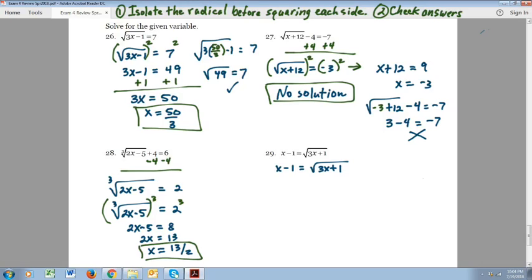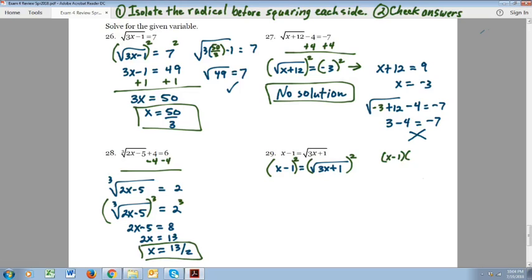Alright. On number 29, we've already got the radical by itself, so I'm just going to go ahead and square both sides. You have to be careful when you do this, though. You have to square the whole side. So notice I put parentheses around the x minus 1, and I squared that. You can't just square the x and the minus 1 individually. It turns out that you get a different answer than what we're going to get here. Remember, you have to square the whole side. That's why we're putting parentheses around it.